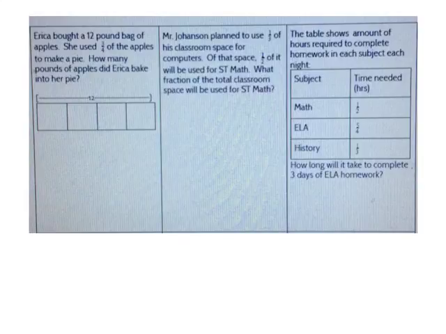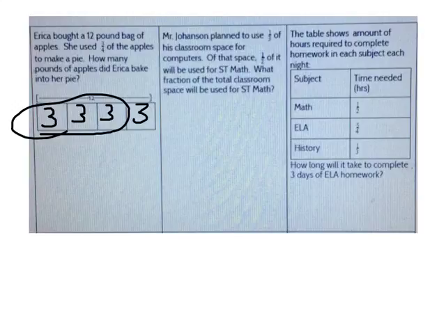Erica bought a 12-pound bag of apples. She used 3/4 of the apples to make a pie. How many pounds of apples did Erica bake into her pie? Well, if I split 12 into fourths, how many will go in each box? 12 divided by 4 is 3. Erica used 3/4 of the apples. So, how many apples did Erica use? Well, 3 times 3 is 9. Erica used 9 pounds of apples.